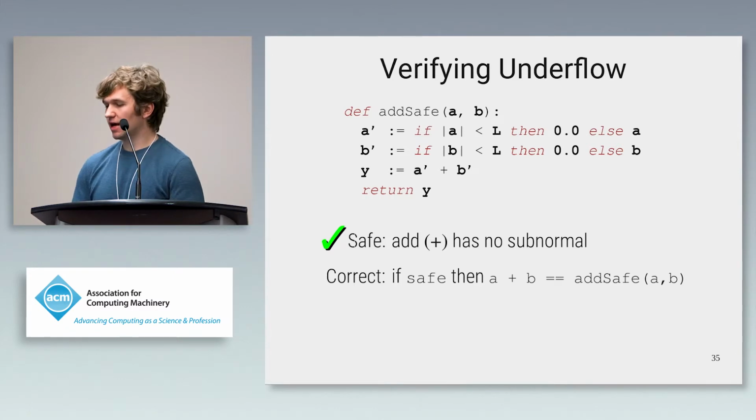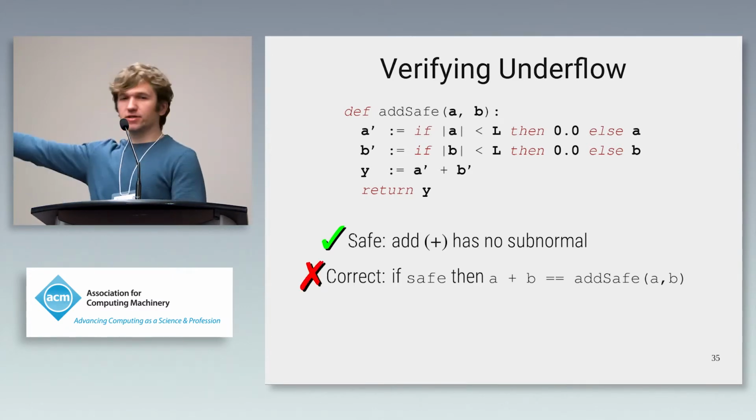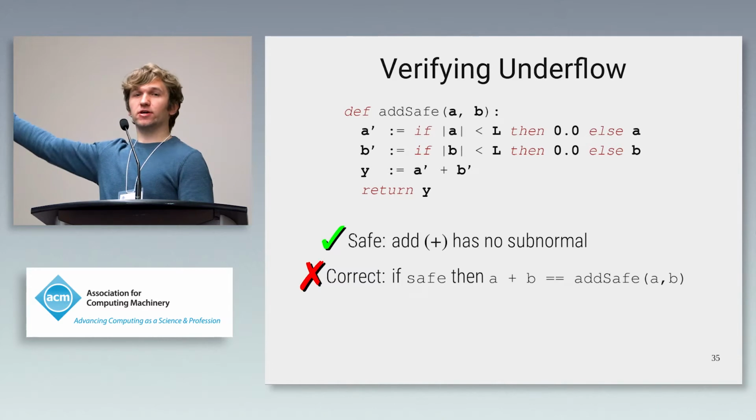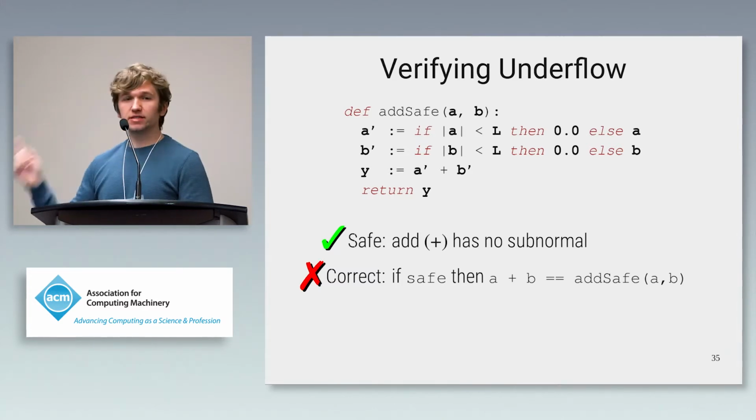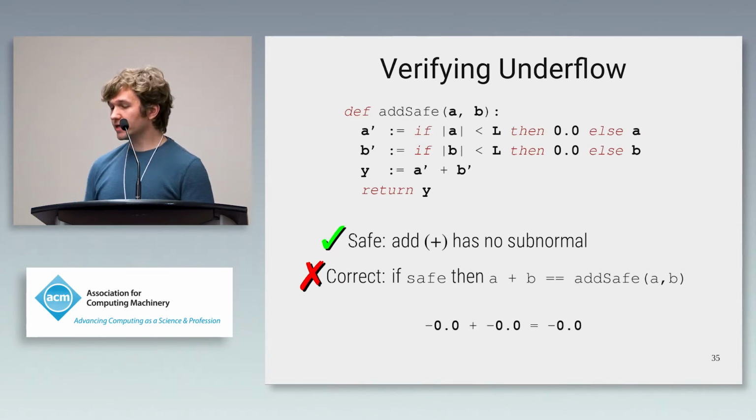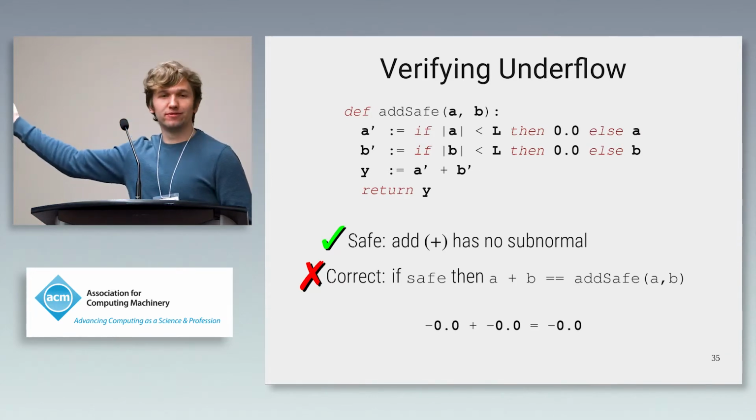It's pretty simple. And when we give it to the SMT solver, we first check for safety. It says yes, everything's safe, but actually this isn't correct. There's a very subtle problem here, and it's something we didn't notice at first until we ran it through the verifier, and it has to do with -0.